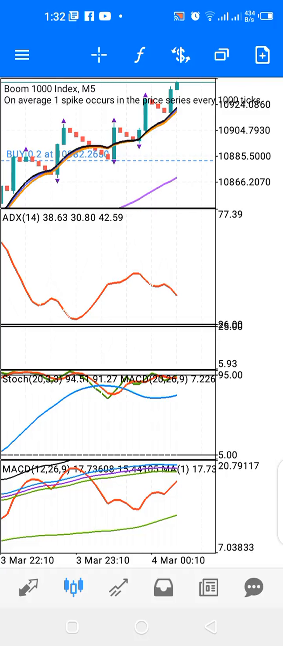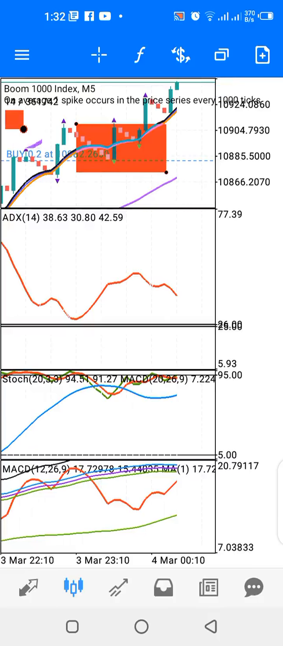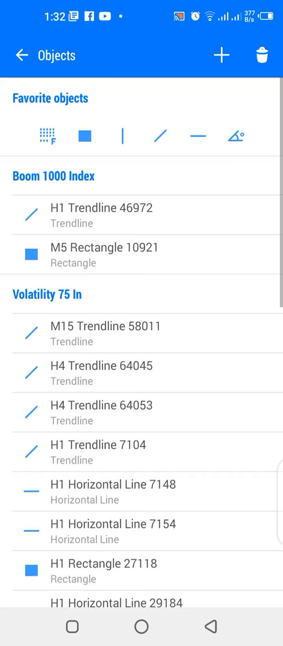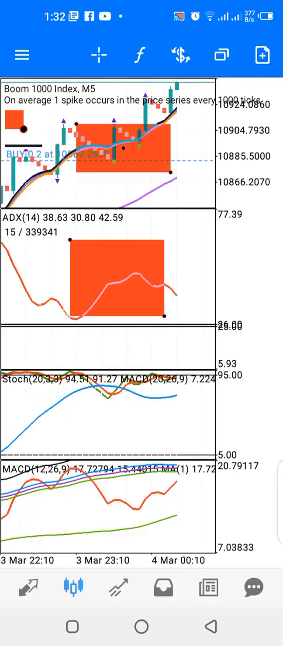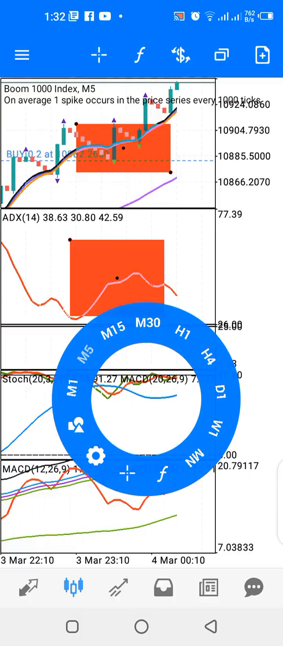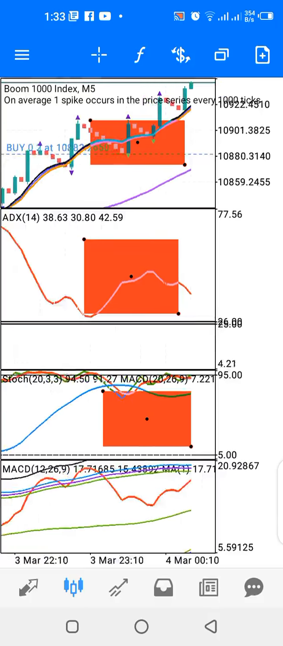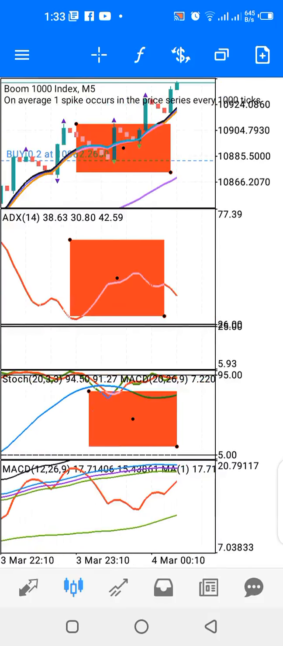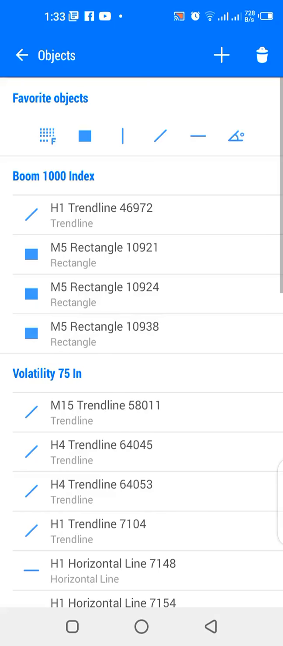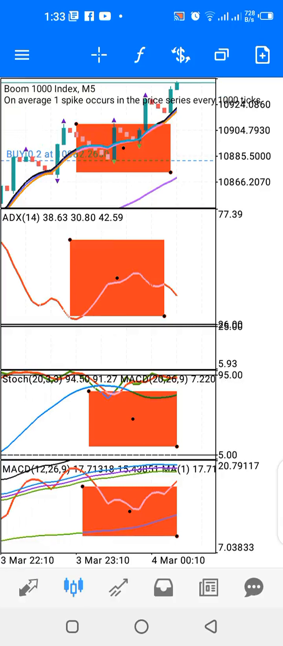I have the indicator window 1. This is my main window. This is indicator window 1. This is indicator window 2. Alright. Then I have one more window, indicator window 3.